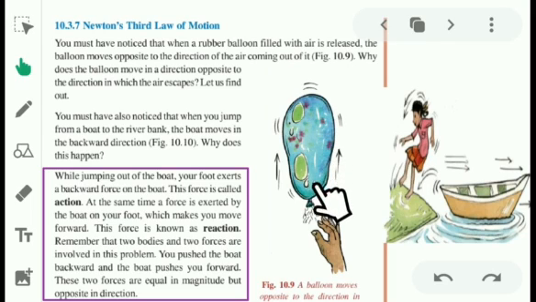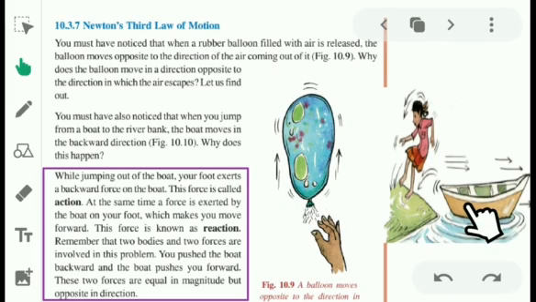Then, another example: how we are walking. When we are walking, we are pushing the floor in the backward direction. Then the floor pushes us in the forward direction. That way we are able to walk on the floor. This is the reason you cannot walk properly on a smooth floor. That means the reaction force there is less.